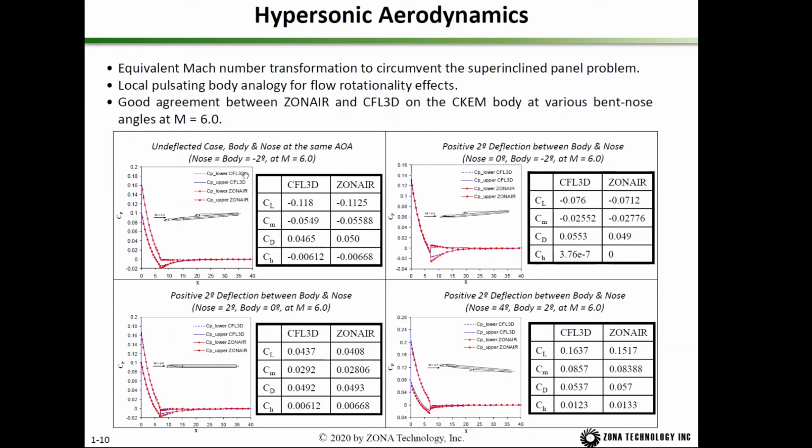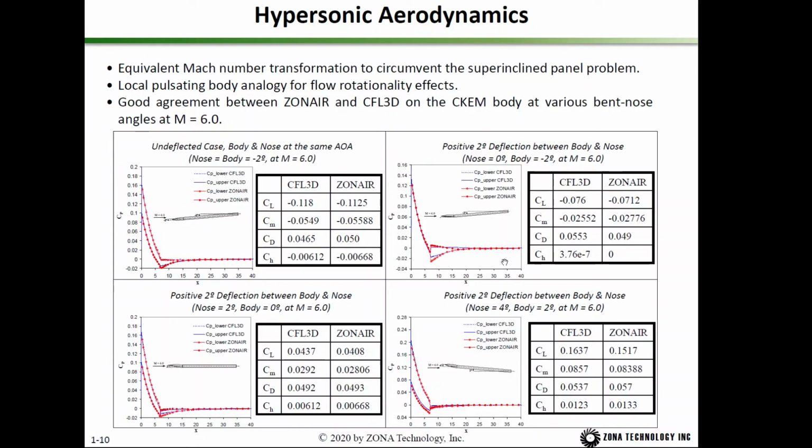The first one is at Mach 6, and the body and also the nose is at a -2 degree angle of attack. This is CL, CM, CD. This is the hinge moment of the nose, and then you can see we can get a very good agreement between ZONAIR and the CFL3D. And this condition is body at 0 angle of attack, but nose is at a 2 degree deflection angle, and also we have a good agreement.